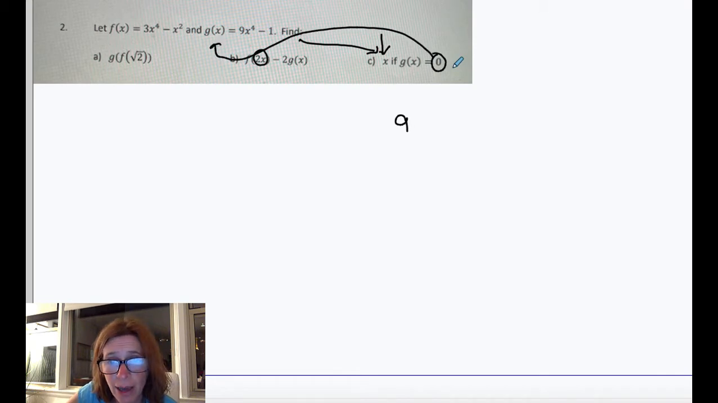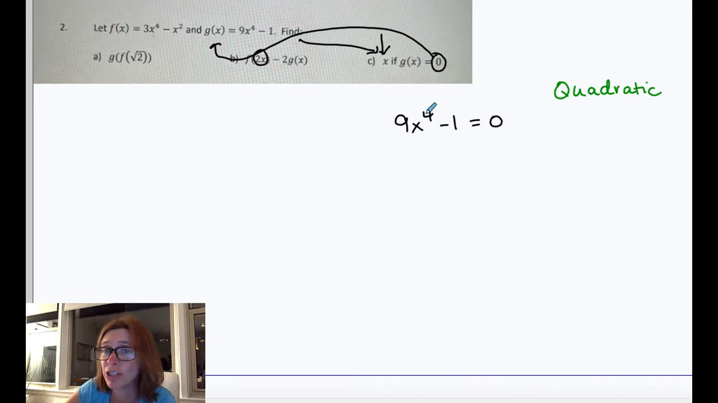So you're actually now looking at the equation 9x to the fourth minus 1 equals 0. Like we talked about yesterday, this is quadratic form. It looks quadratic, but the exponent's a 4. You factor it just like a quadratic. Now, it's two terms, and there is not a GCF, so you have to look for the difference of two squares. These are all perfect squares, so that pattern will apply.